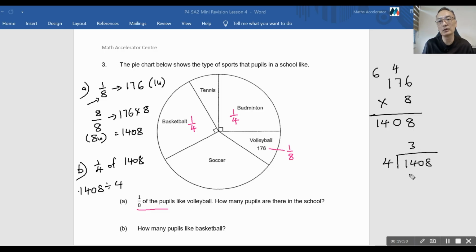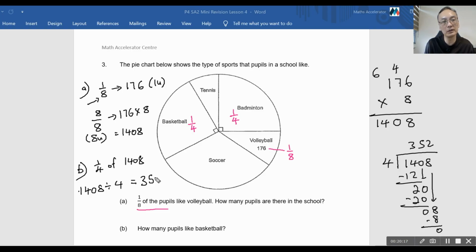3 times 4 will give us 12. So 14 minus 12 will give us 2. Bring down the 0. 5 times 4 will give us 20. So minus already gives us 0. We bring down the last 8. 2 times 4 will give us 8. 8 minus 8 will give us 0. So we know that when we take 1408 divided by 4, we will get 352.